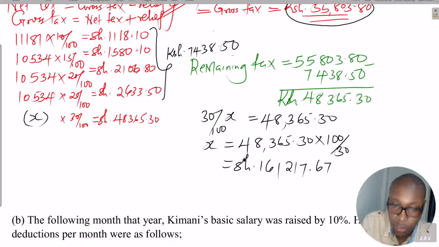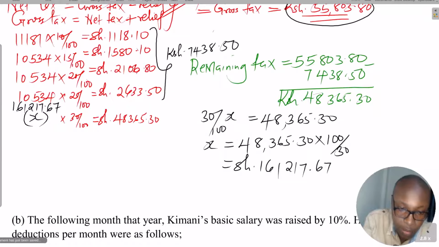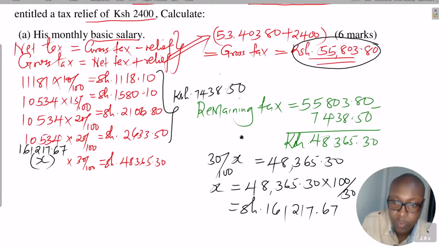This is the taxable income in this band, so you can write it here: 161,217 and 67 cents. That is the amount of money that was subjected to this taxation rate to give this tax. Now, after getting that, we can proceed and get the taxable income.